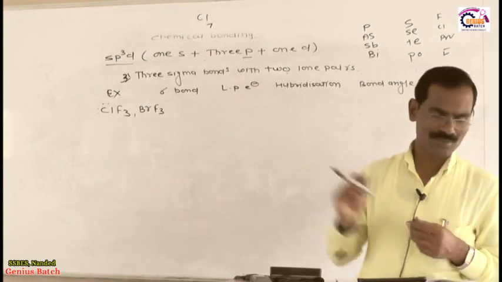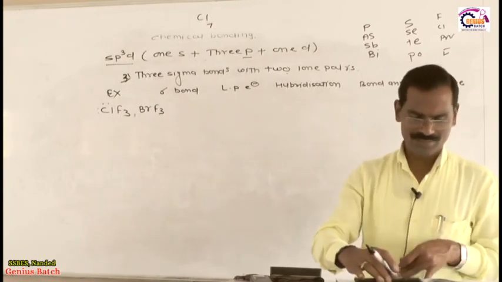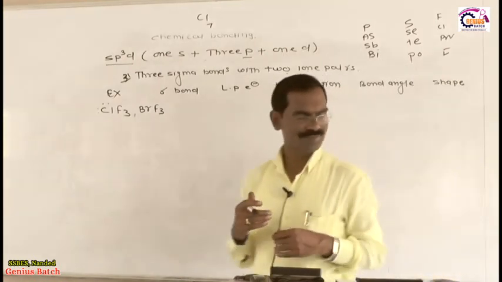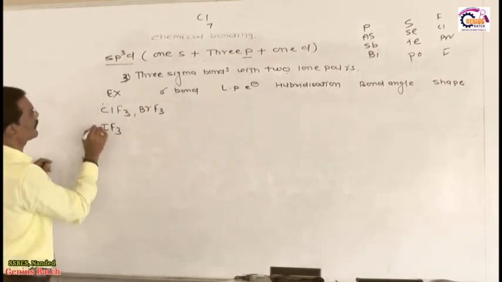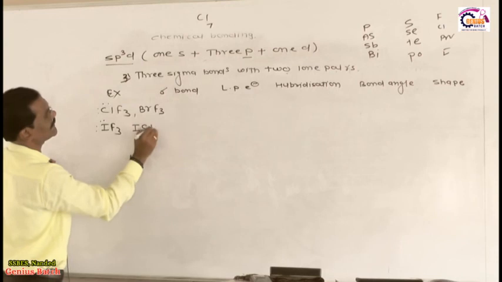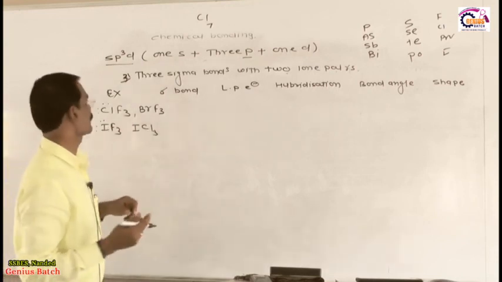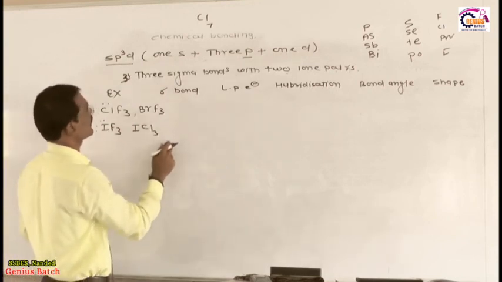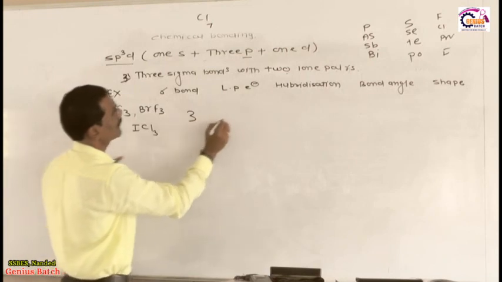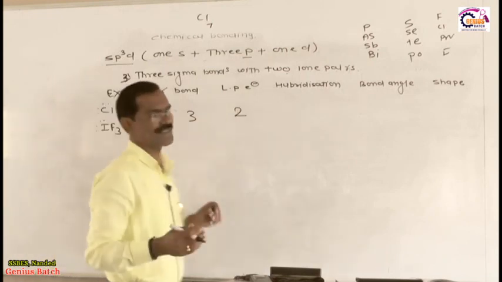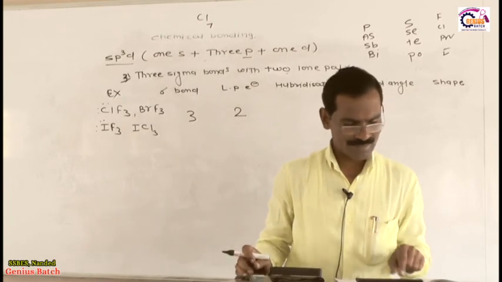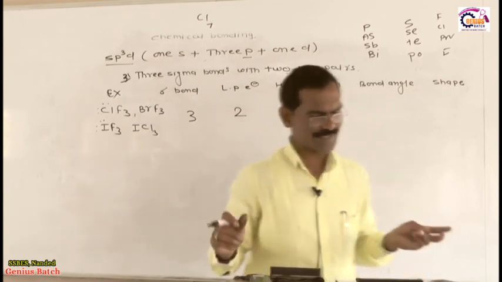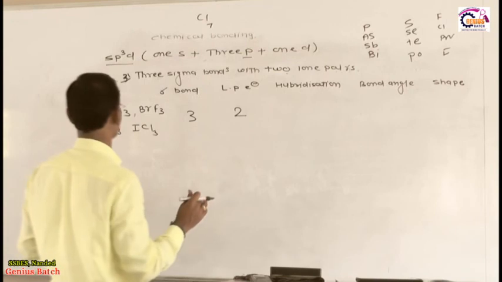We start from ClF3, then BrF3, then IF3, and finally ICl3. These are the molecules in which the central atom has 3 sigma bonds with 2 lone pairs. Some other examples are there too, but these are the examples with 3 sigma bonds and 2 lone pairs.